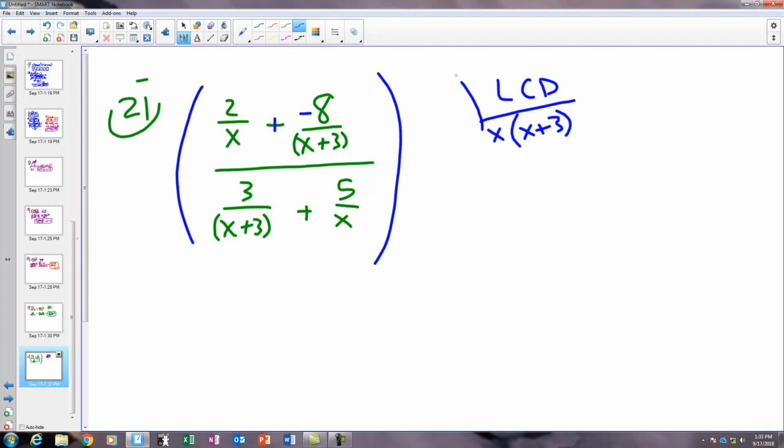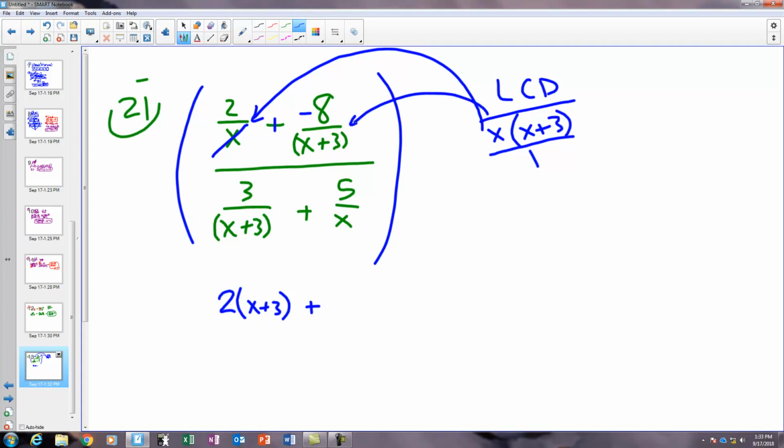When we do that, think about this distribution. This is all going to go on the top of the fraction. You think of the LCD as that over 1. So what that means is it's going to cancel the x in the first fraction, leaving me with 2 times whatever didn't cancel. The x plus 3 never canceled, so x plus 3 goes there. I'm going to get plus. As I distribute the second time, the x plus 3 should cancel, leaving me with just negative 8 times x. You think about that as the leftover piece.